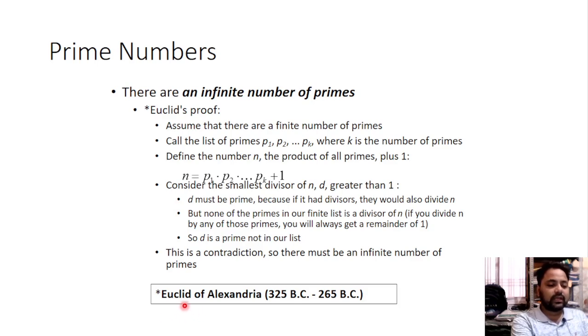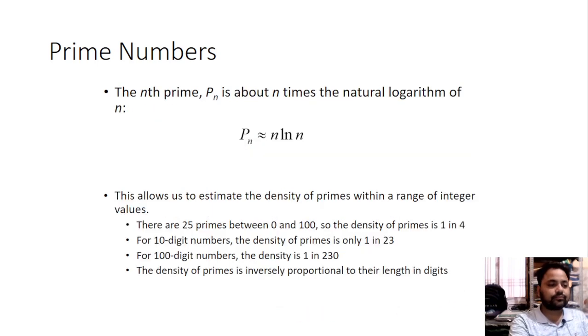Euclid was a great mathematician who lived between 325 BC and 265 BC. Now the nth prime Pn is about n times the natural logarithm of n, like Pn is about n log n.